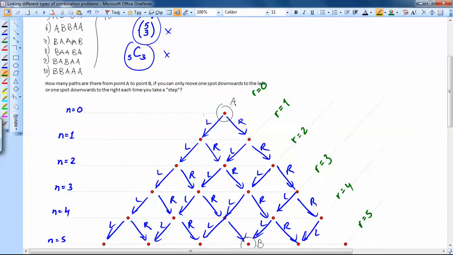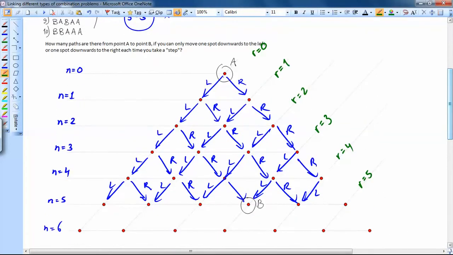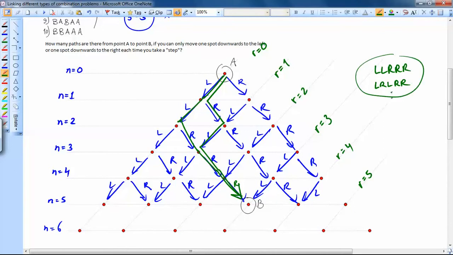So really, when you start to map out all the different paths to get from A to B, like this one right here, that's 2 L's and 3 R's. This would be an R. So I've gone left, left, right, right, right. Then if I mapped out another one, like this one, left, right, left, right, right. It doesn't take too long before you start to realize that this list that I'm making right here is going to be all the different ways I can put together 2 L's and 3 R's.